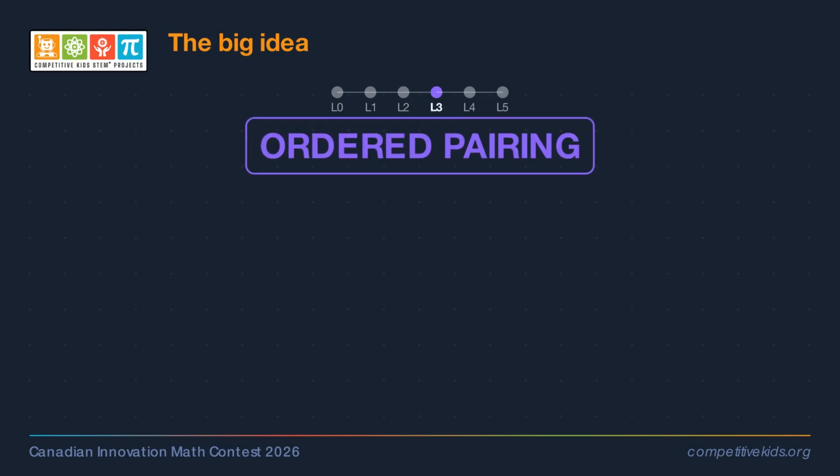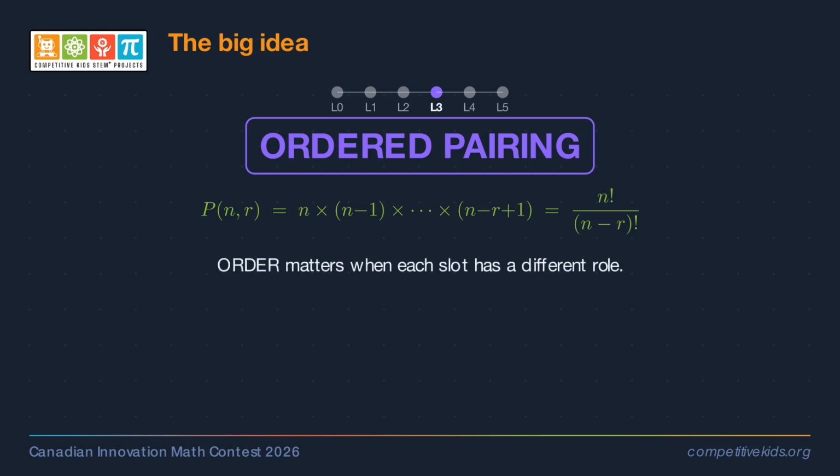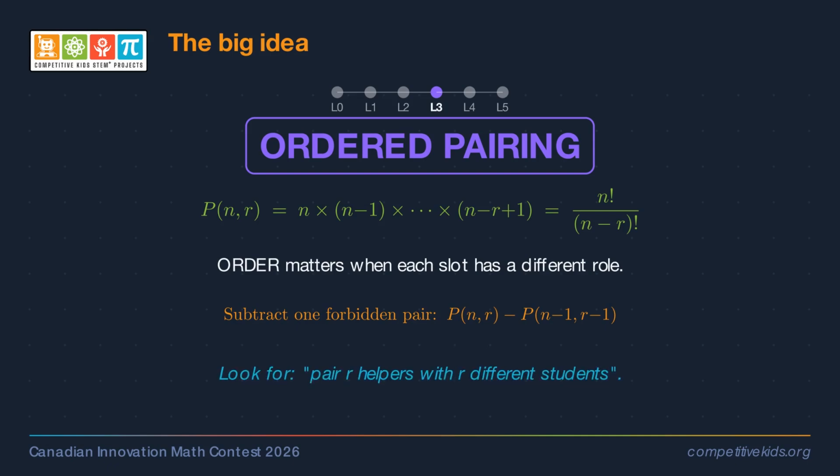If you assign r distinct slots to people picked from n, then use the permutation P(n,r): multiply n times n minus 1, all the way for r numbers. To exclude one forbidden pairing, subtract P(n-1,r-1). Look for the words pair r helpers with r different students. That is when this rule applies.